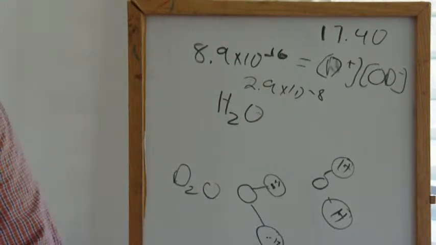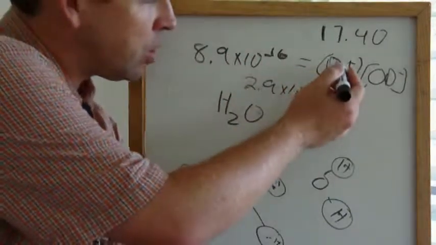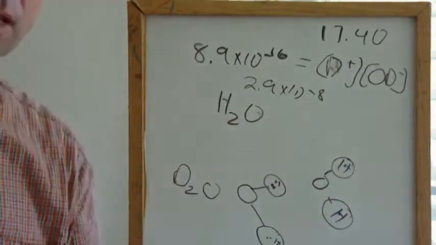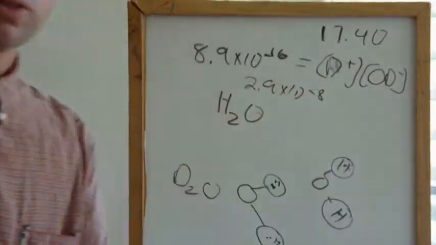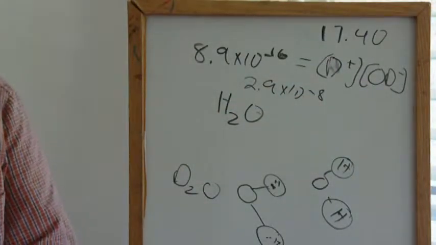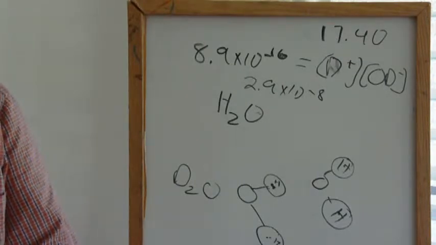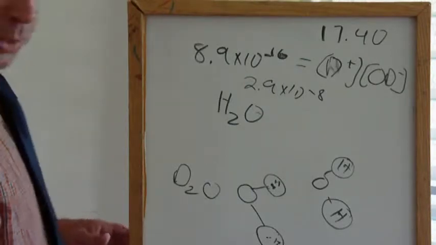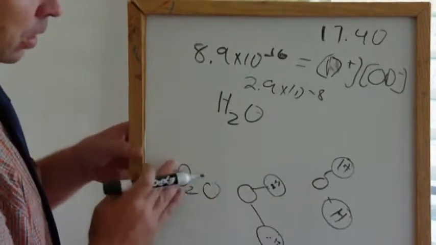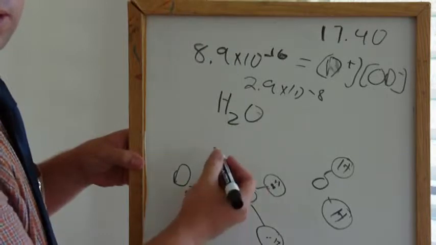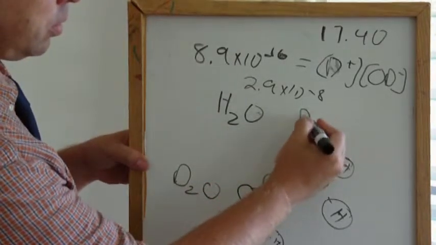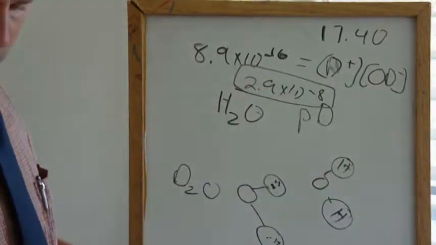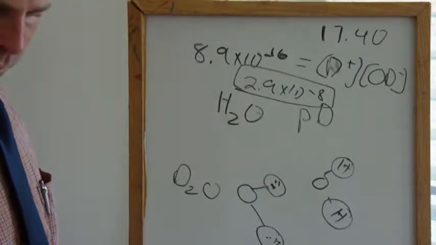Okay, so we got that, because the concentration of this times the concentration of that has to be equal to that. So these concentrations have to be the same, because for every D plus that comes off, you leave one OD minus. All right, and then we have to find the pD and the pOD. So, to find the pD, this is the concentration of the D, so we just take the negative log of that.